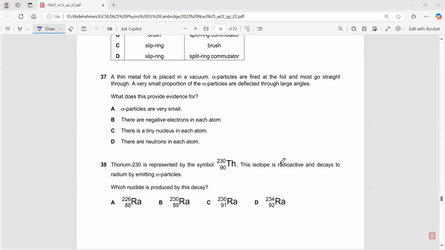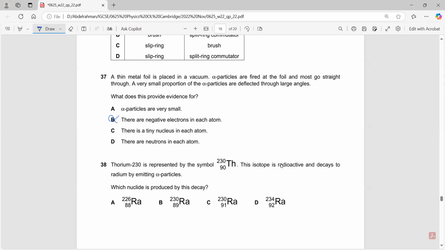Some of them deflect. Alpha particles are very small. Well, we know that they are very small, but this is not the conclusion. There are negative electrons in each atom? This is definitely wrong. There is a tiny nucleus in each atom. There is, yes. There are neutrons in each atom? No, this is not the answer.